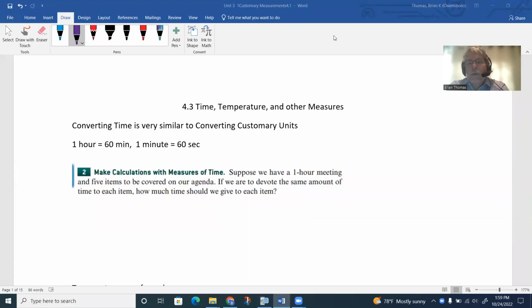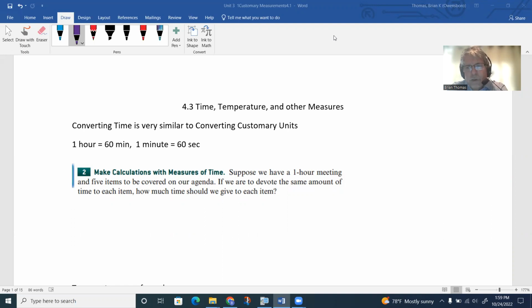So other forms of measurement: instead of measuring just distance and weight, mass, and volume or capacity, other things we measure are time and temperature, and there are also some other measures we'll throw at you in a little bit. Time and temperature.